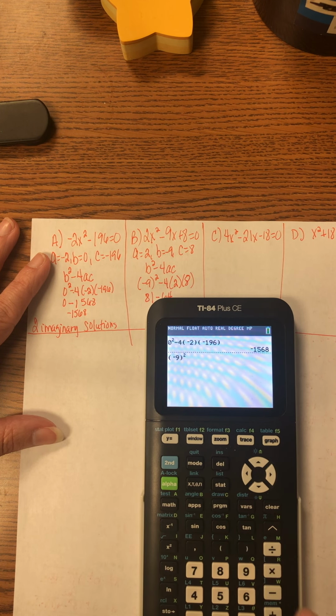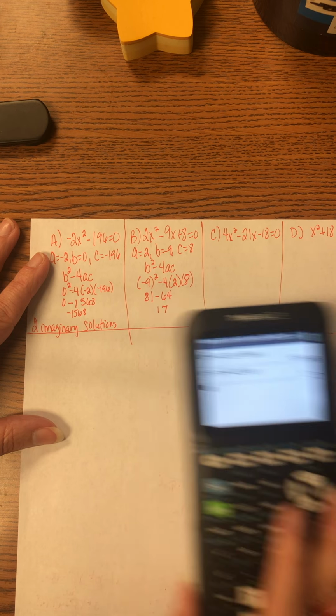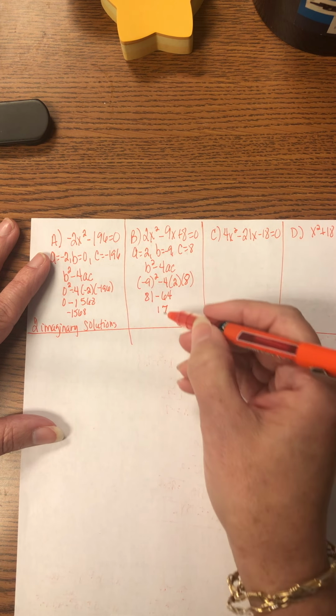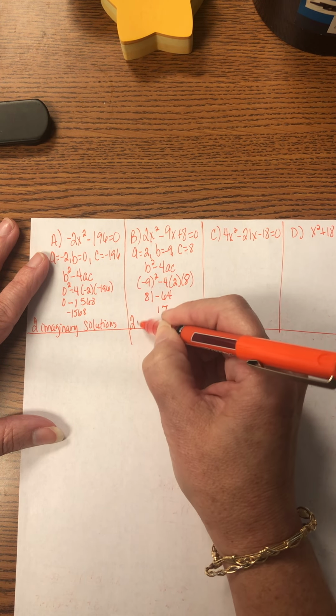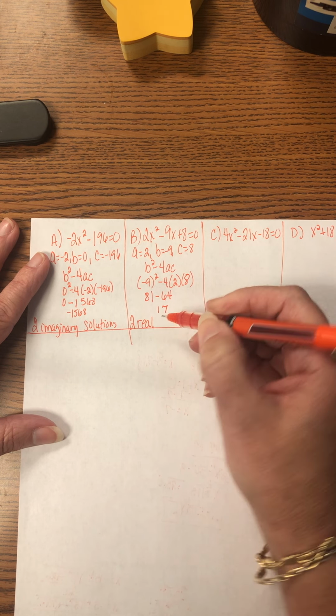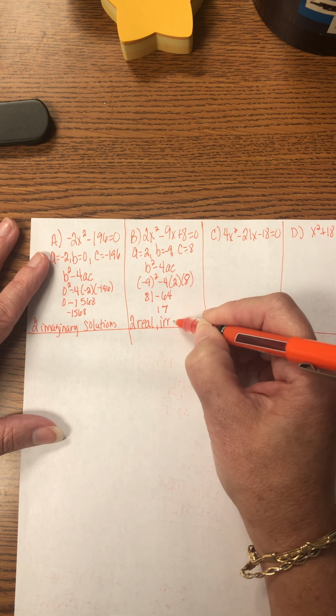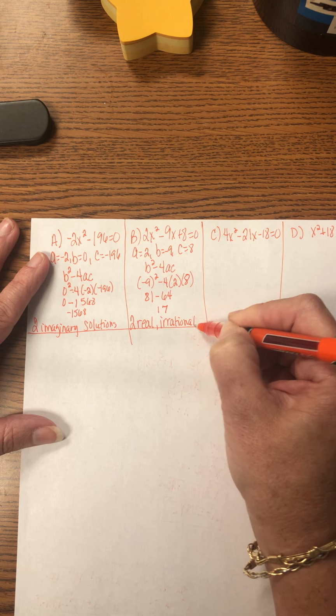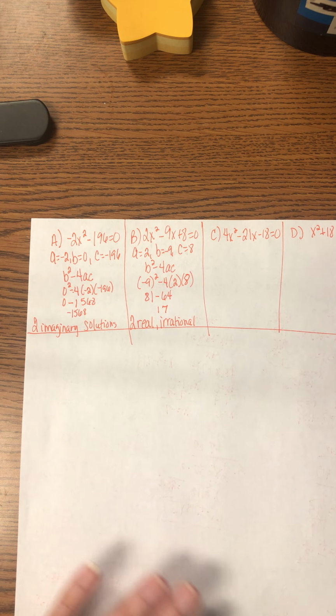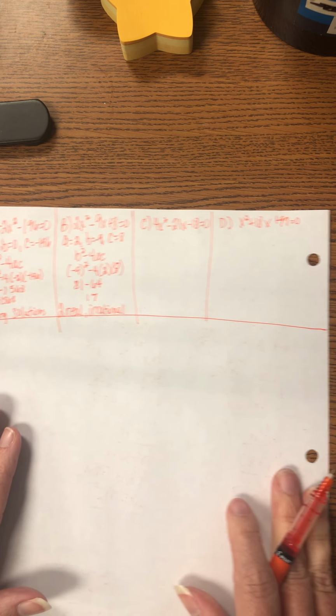Okay, so check yourself. -9 squared minus 4 times 2 times 8 is +17. Now 17 is a prime number, so it's not a perfect square. So we're going to have 2 real solutions, but they will be irrational. So 2 real irrational solutions.